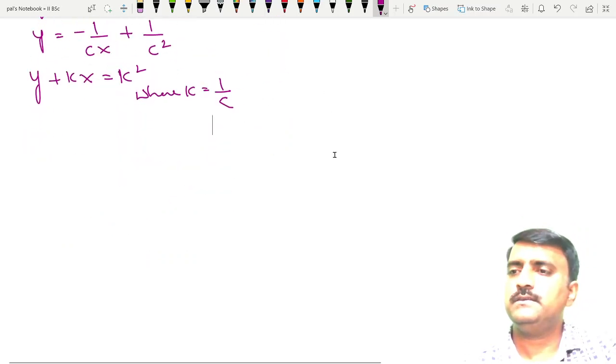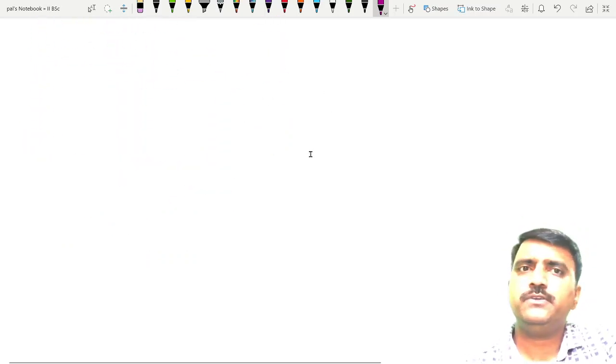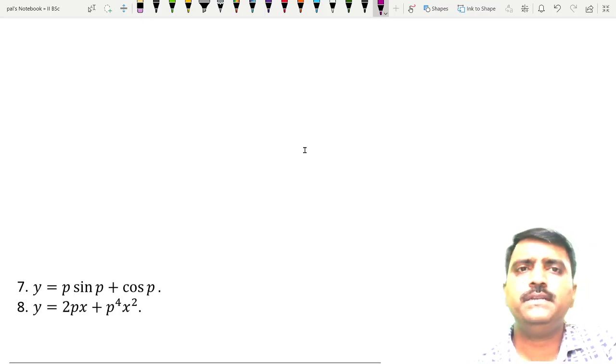Okay, so with this I wanted to end this session, and this completes solving the problems in equations solvable for y. So if possible, you try to solve these two problems. Okay, they are easy ones. So next class I will start Clairaut's equation. That is the fourth category of equations.